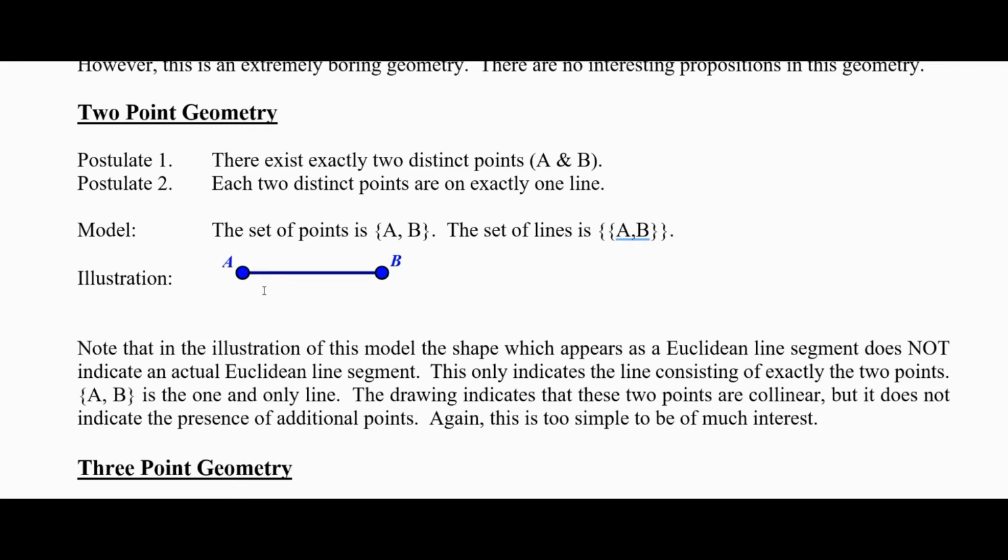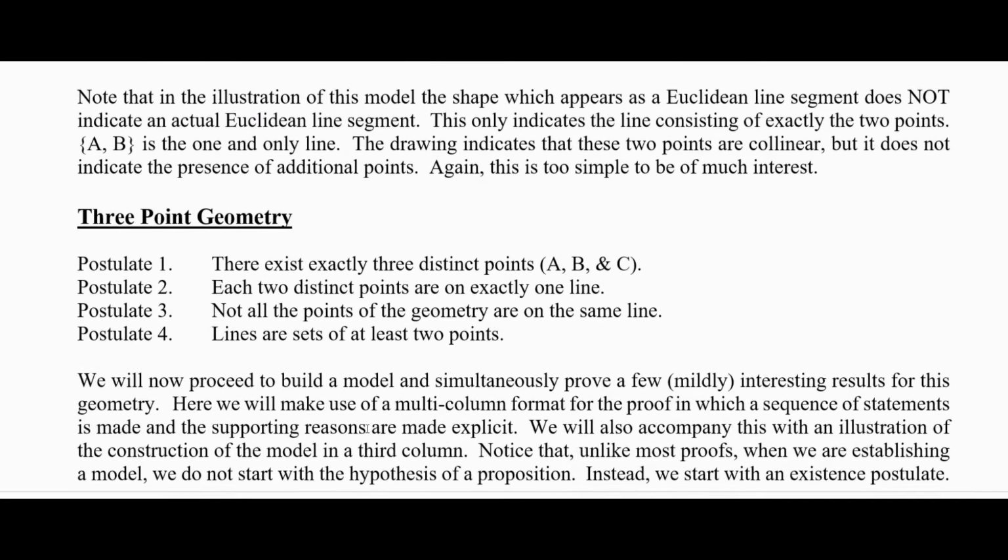Now, notice how we've illustrated this. There's a shape here that appears to be a Euclidean line segment. This does not indicate a Euclidean line segment in this case. There are only 2 points, A and B. It's just by connecting them up like this with some sort of curve, a line segment is as good as anything else, it shows us that these 2 points are incident with each other. That is, they are on the same line. Okay? And so the set containing A and B is the entire line. There are no points between A and B. There are only 2 points in the entire geometry. Again, this one's too simple of a geometry to be of much use.